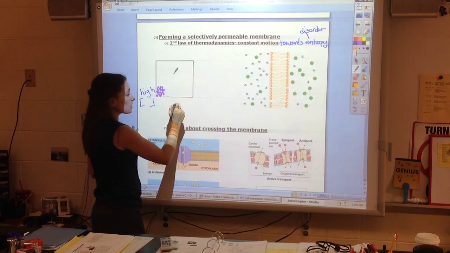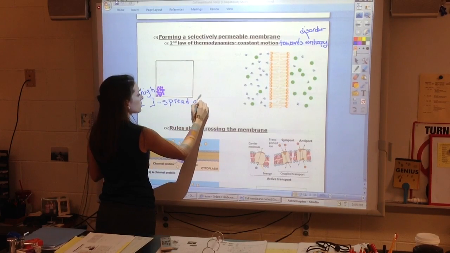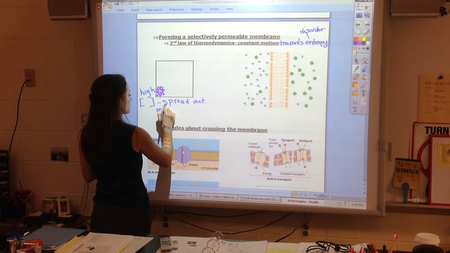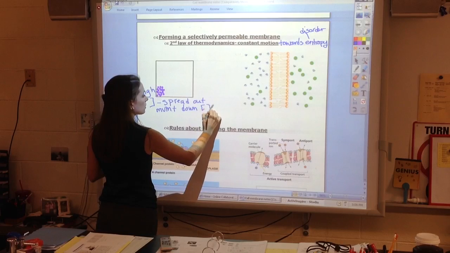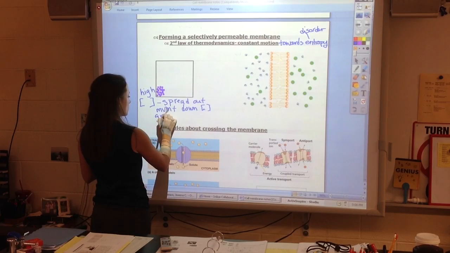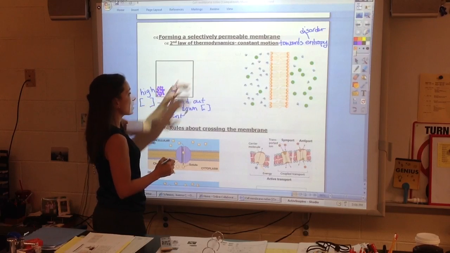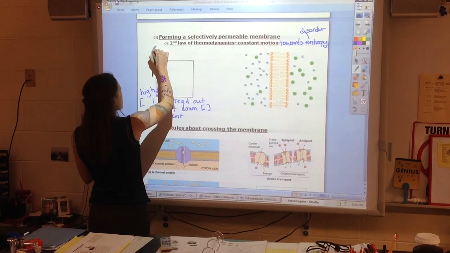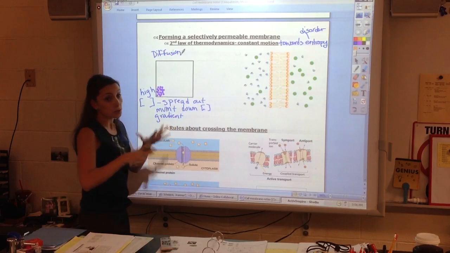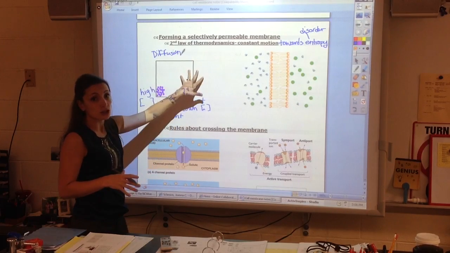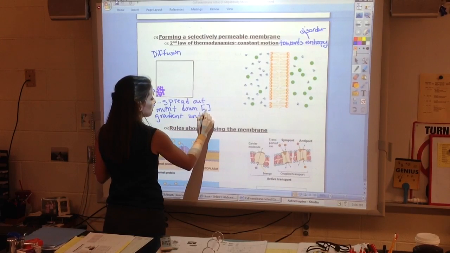And the idea of spreading out is the movement down a concentration gradient, which is from high concentration to low concentration. And so that is the idea of diffusion. Molecules are spreading out from a high concentration to a low concentration until equally distributed.